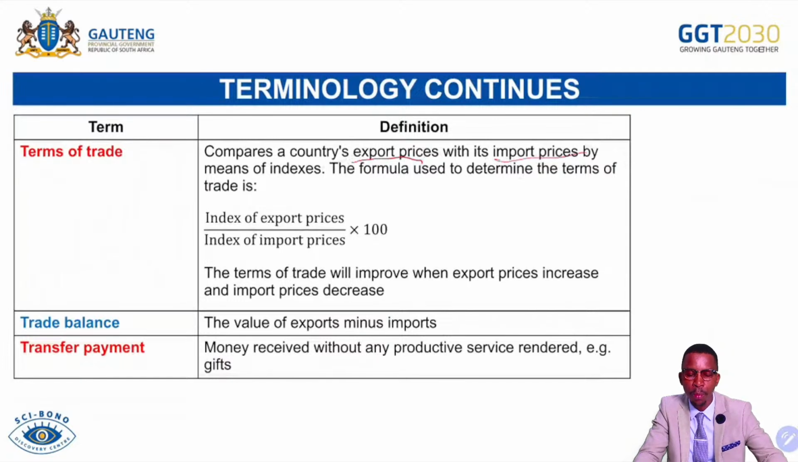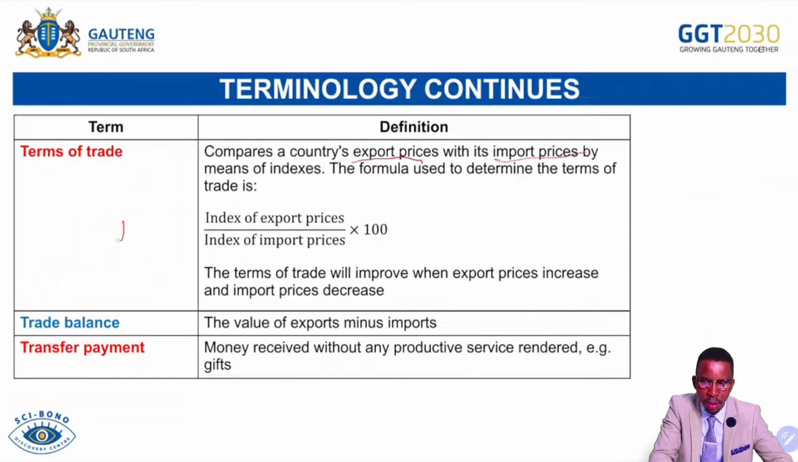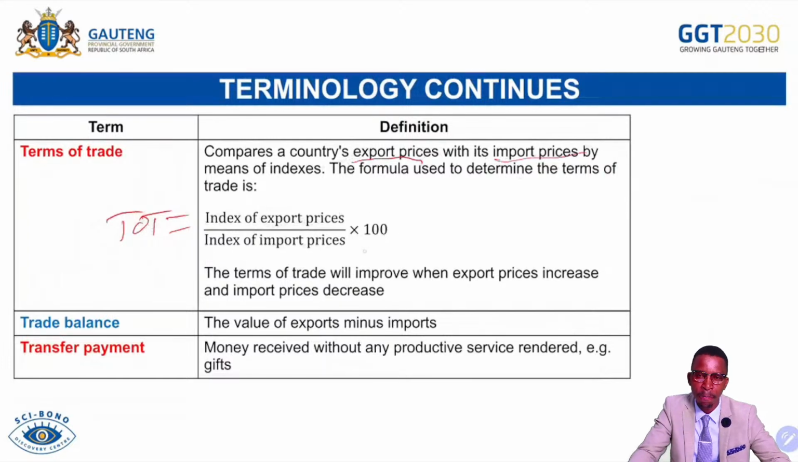So there's a formula where we say TOT equals the index of export prices divided by the index of import prices multiplied by 100. Then you just substitute the given import prices and export prices. It is very important that you avoid making a mistake by taking your imports to be your numerator. Always your numerator will be export prices, denominator will be import prices, multiplied by 100.